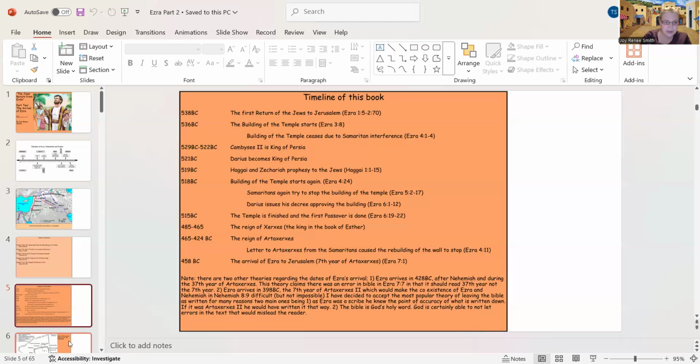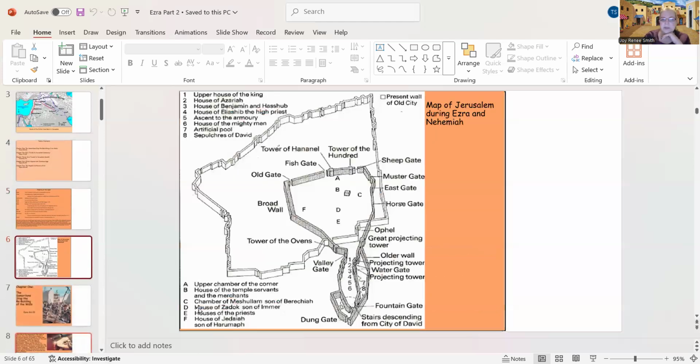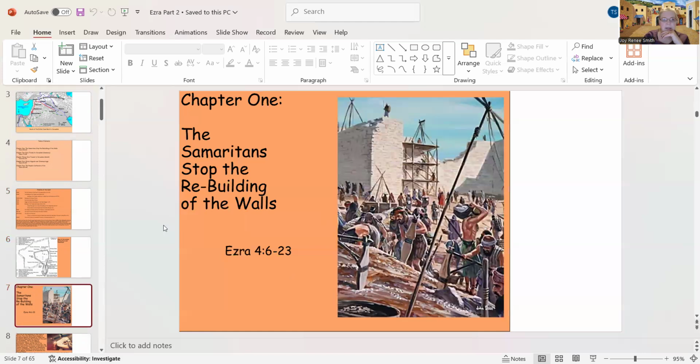Okay. And again, this is a map of Jerusalem during Ezra and Nehemiah. The walls of Jerusalem show up quite visibly in the first part of Nehemiah's book, which I will be inputting after this one. Okay, chapter 1. The Samaritans stopped the rebuilding of the walls, Ezra 4:6 through 23.